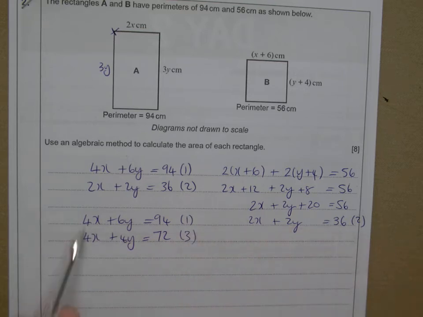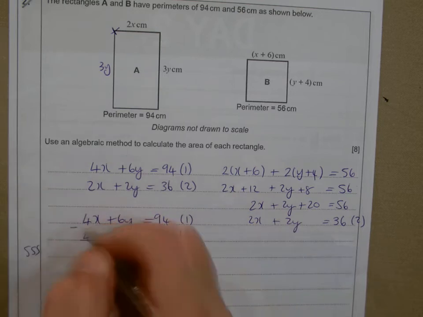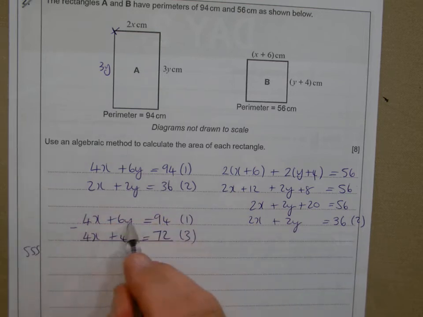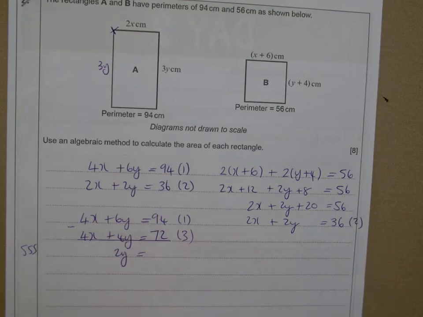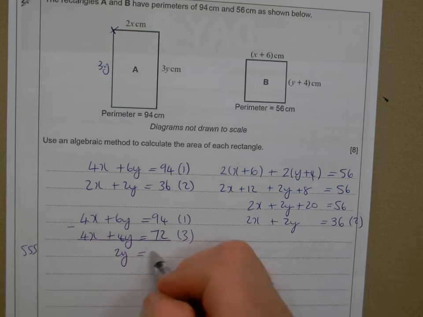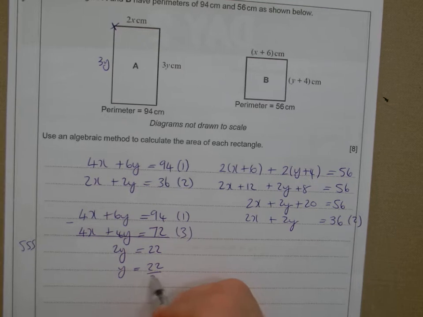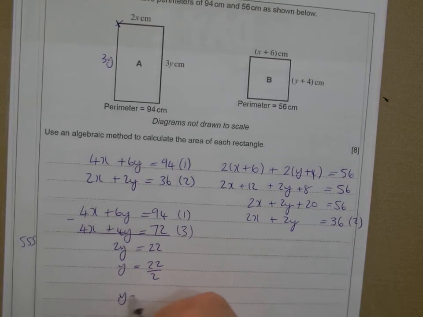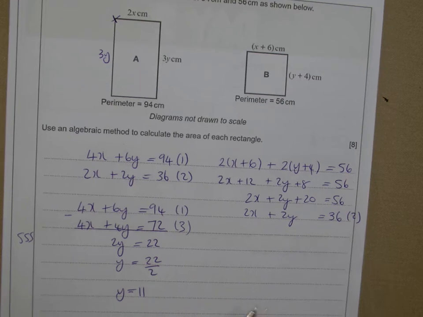Now let's think about what we need to do here. Because the signs are the same in front of the 4x's, we've got same signs subtract, so we will indeed take away. So if I take away, the x's will disappear. 6y take away 4y is 2y, and 94 take away 72 is 22. And then quite simply you can get y by doing 22 divided by 2, so y will equal 11.